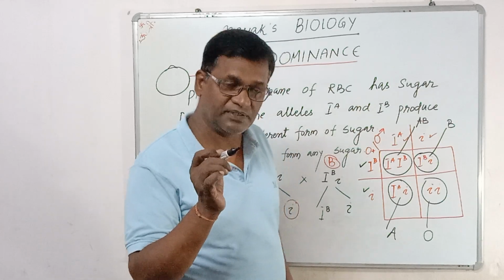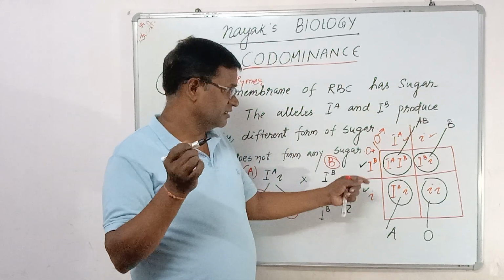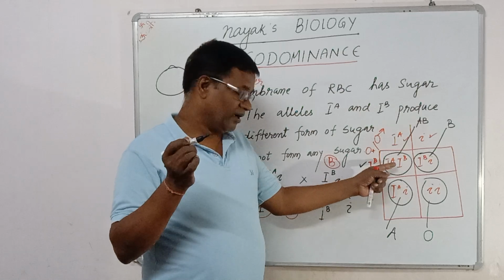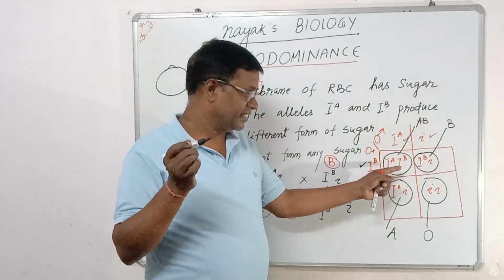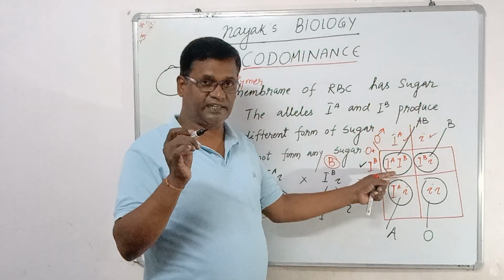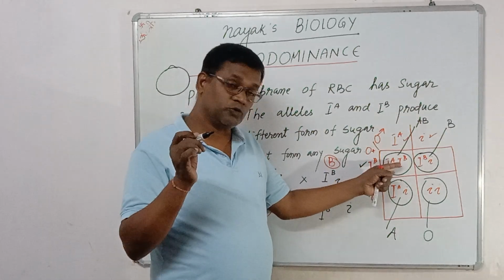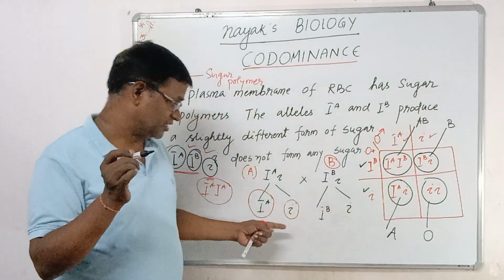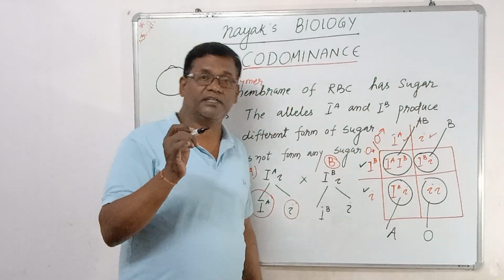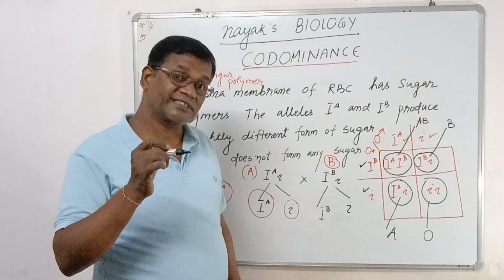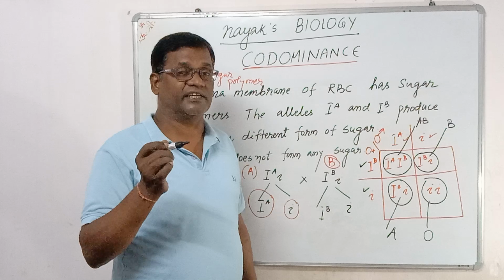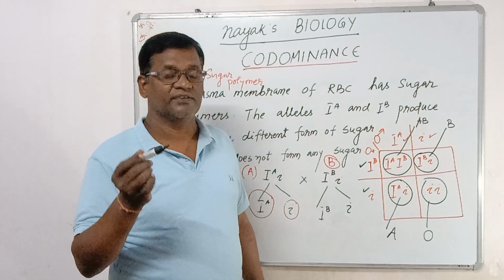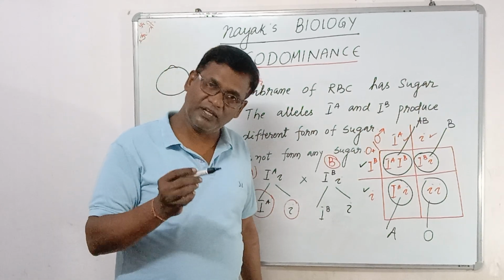Why is it called codominance? Listen again: IA is able to express its character, and IB also expresses its character. Because both are able to express their character in the F1 generation, that is called codominance. Why is it called multiple allelism? Because it contains more than two alleles. That's why it is called multiple allelism.